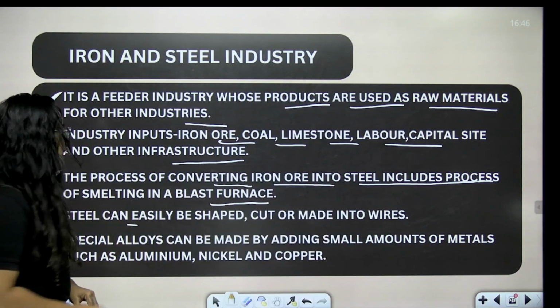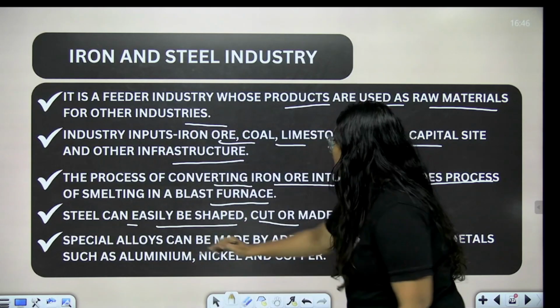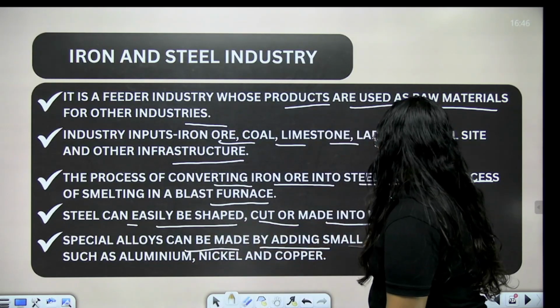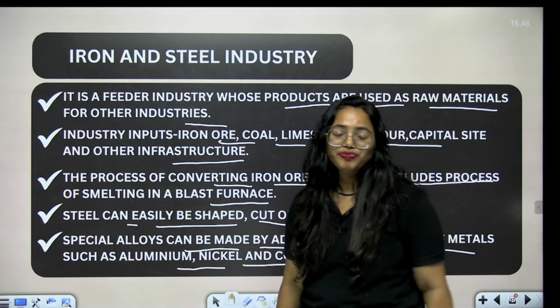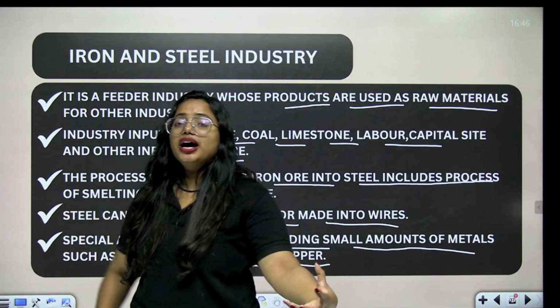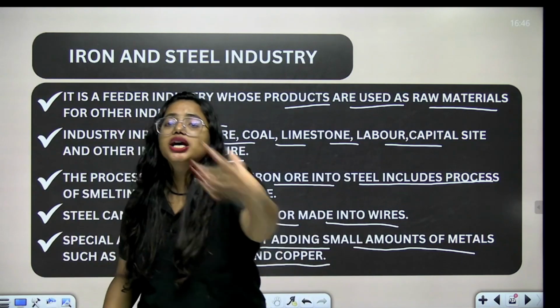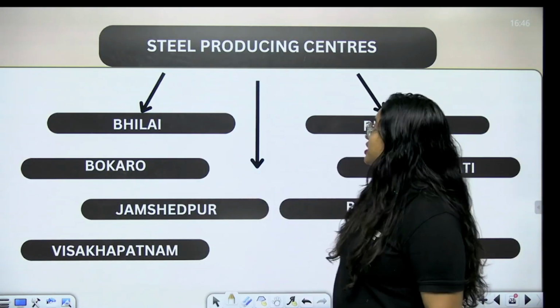And what about steel? Steel can be easily shaped, cut or made into wires, and special alloys can also be made by adding small amounts of metals such as aluminum, nickel and copper. So this is the way in which iron can be a raw material to make other products.